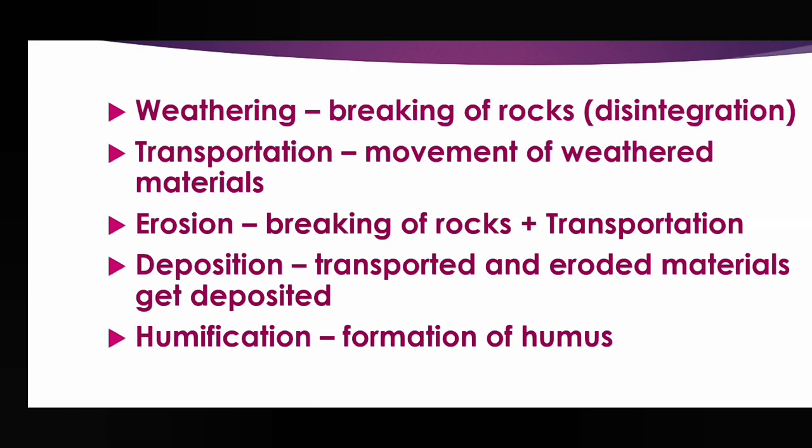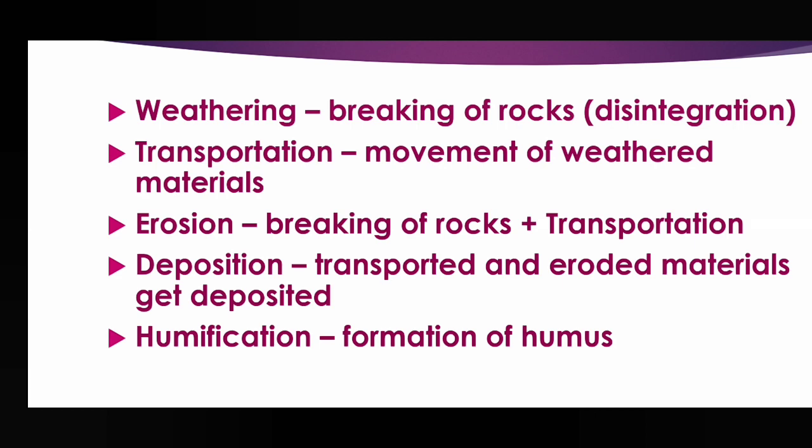Transportation. Clear? And next, that is what? Erosion. Erosion means what? Breaking of rocks, that means weathering plus transportation. So understood? That means there is no separate process. At first one rock will be broken into smaller particles, then these smaller particles will be transported to another place, which is equal to erosion. Deposition I have already told. When these transported and eroded weathered materials get deposited at any place, that is called as what? Deposition. Get deposited, so it is called deposition.